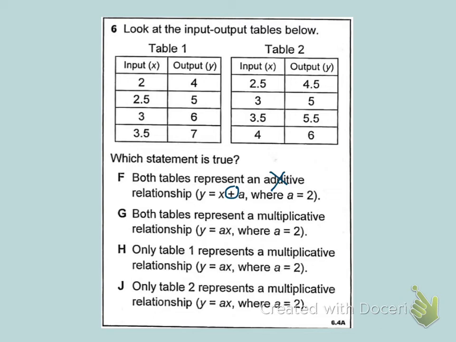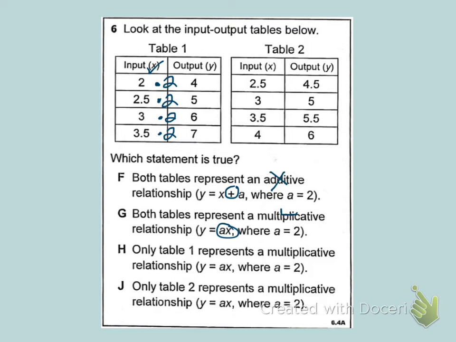Both tables represent a multiplicative relationship. Okay, so multiplicative is you multiply by the same number to x. So right here, ax. You're multiplying a number times x, and you multiply by the same number. So 2 times 2 is 4. 2.5 times 2 is 5. 3 times 2 is 6. And 3.5 times 2 is 7. That's true. That's multiplicative.